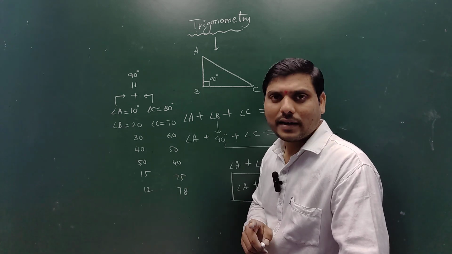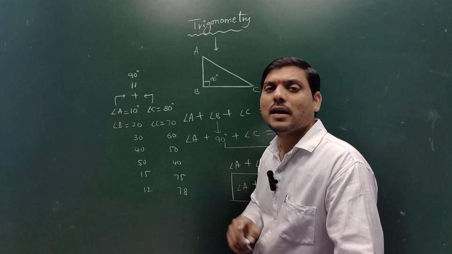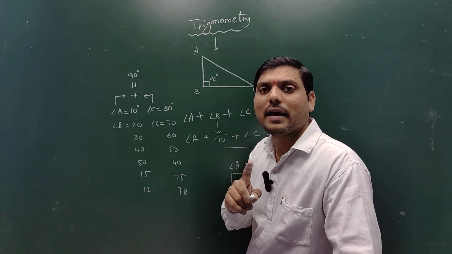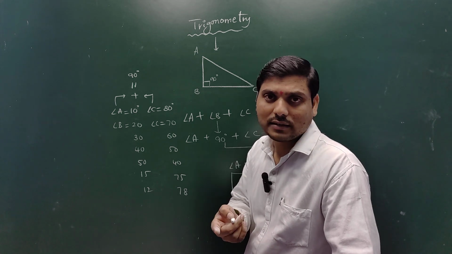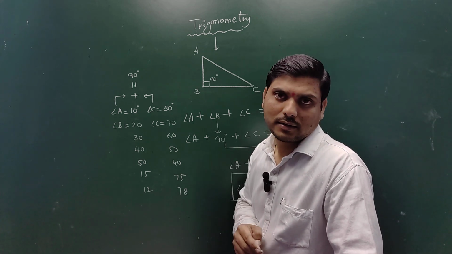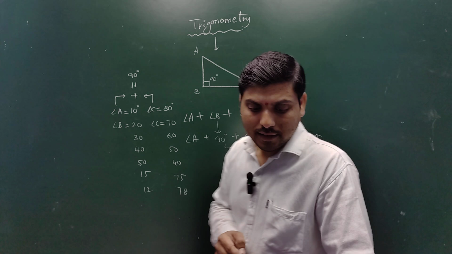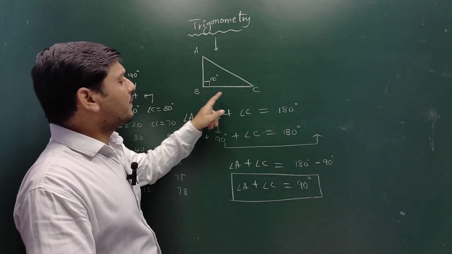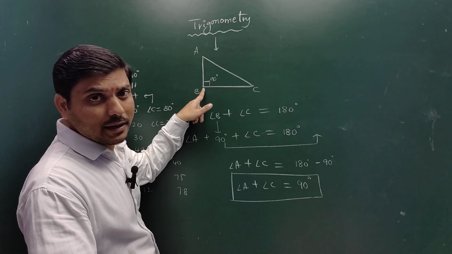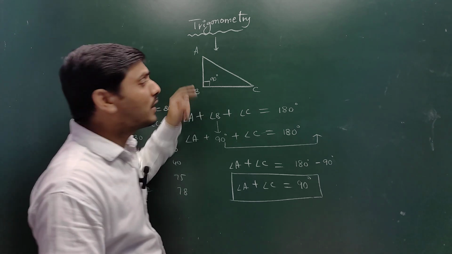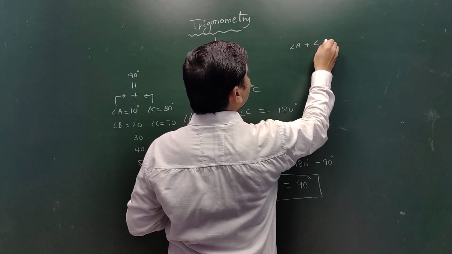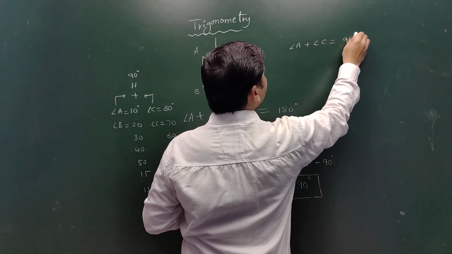So in a right angle triangle, capital ABC, with the right angle at capital B, the remaining two angles, angle A and angle C, are always acute angles. Is it clear? Now, in this session, in right angle triangle ABC, right angle at capital B, angle A plus angle C is 90 degrees.